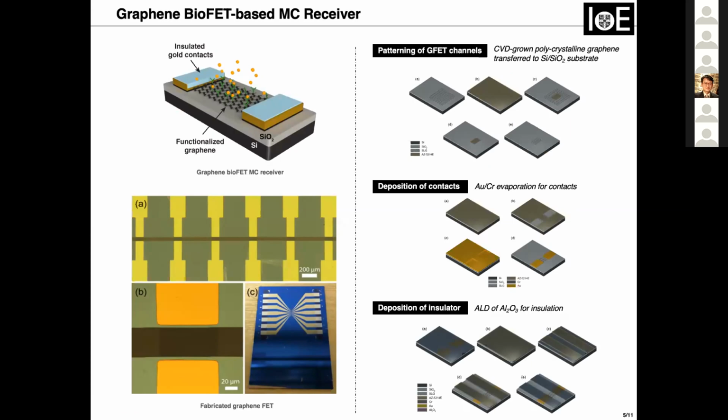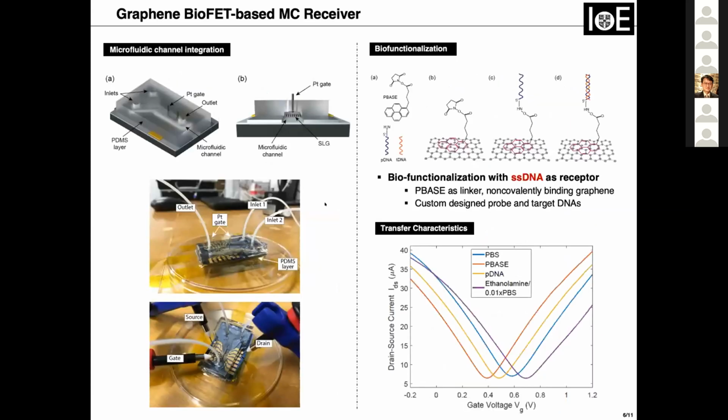So at the Cambridge Graphene Center, we set out to devise a graphene bioFET-based molecular communication receiver. We first built a graphene field effect transistor by using CVD grown, single-layer graphene. We have 7 transistor channels in parallel in a single device to compensate for any defects during the fabrication. And we also insulated the contact areas just to prevent parasitic currents when exposed to an electrolyte solution. And then we built a PDMS-based microfluidic molecular communication channel and integrated it with the fabricated GFETs.